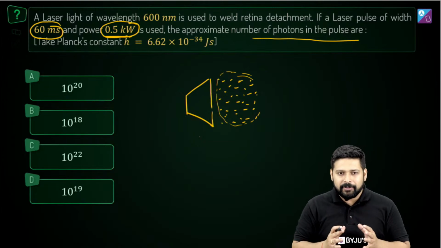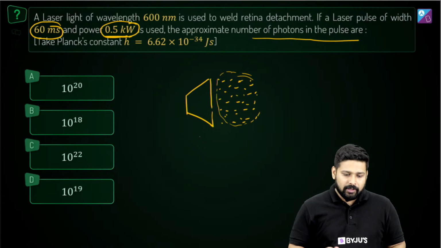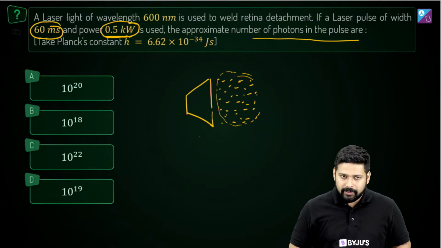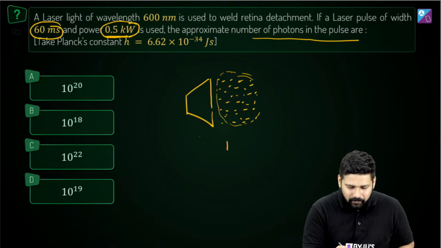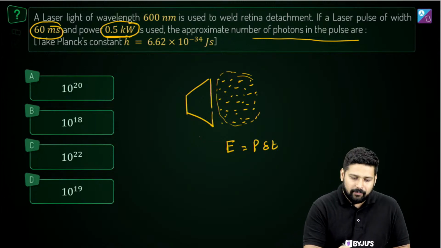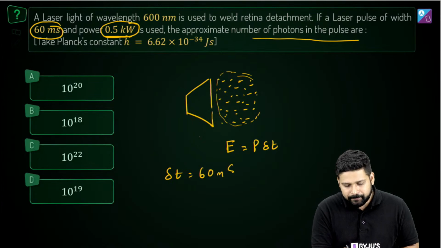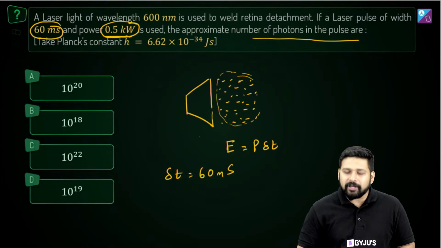There will be a pulse that will be generated. So in this pulse, how many photons are there? That's the question. You find the total energy; the power is given, the time is given, correct? So can I say the total energy can be written as power times delta T, where delta T is 60 milliseconds? Power is 0.5 kilowatts. We get the total energy.